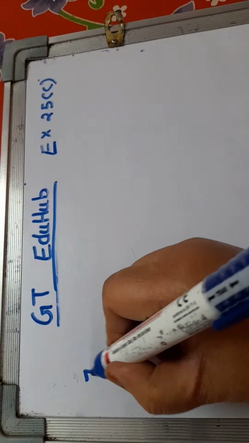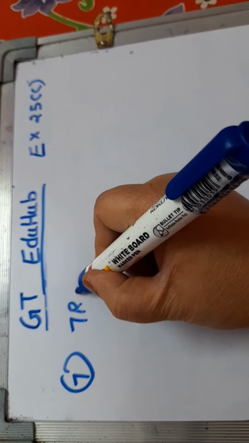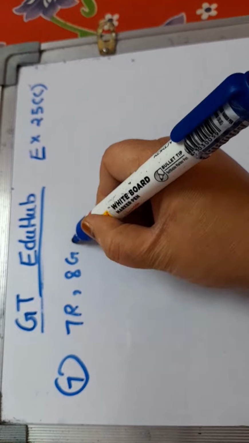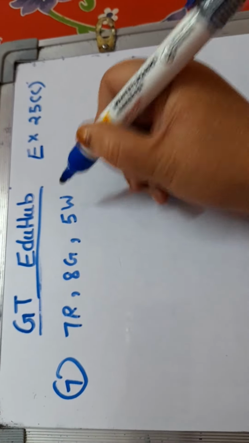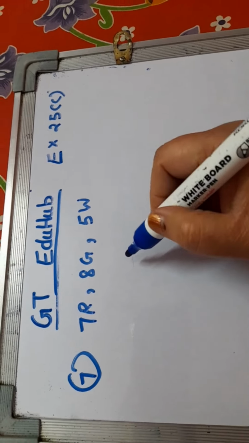Students, now I will solve question number 7. A box contains 7 red balls, 8 green balls and 5 white balls. A ball is drawn at random from the box. Find the probability that the ball is white.